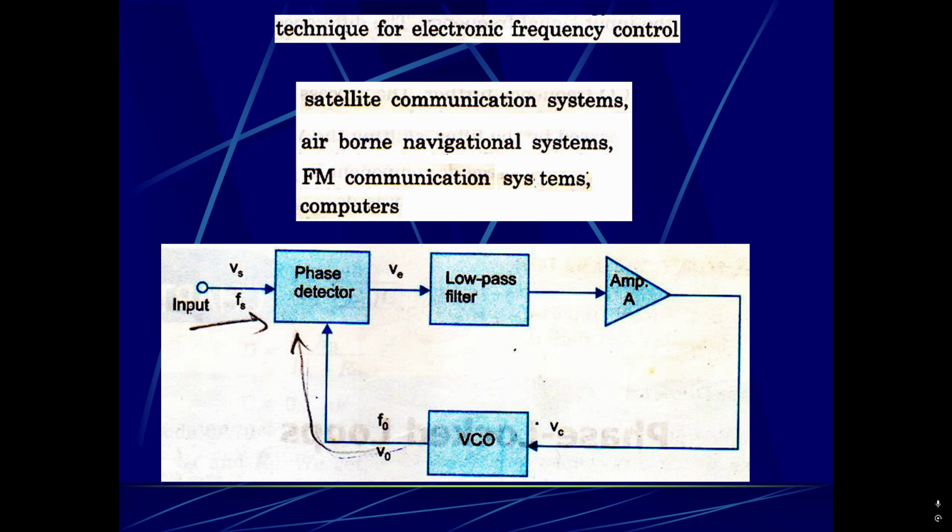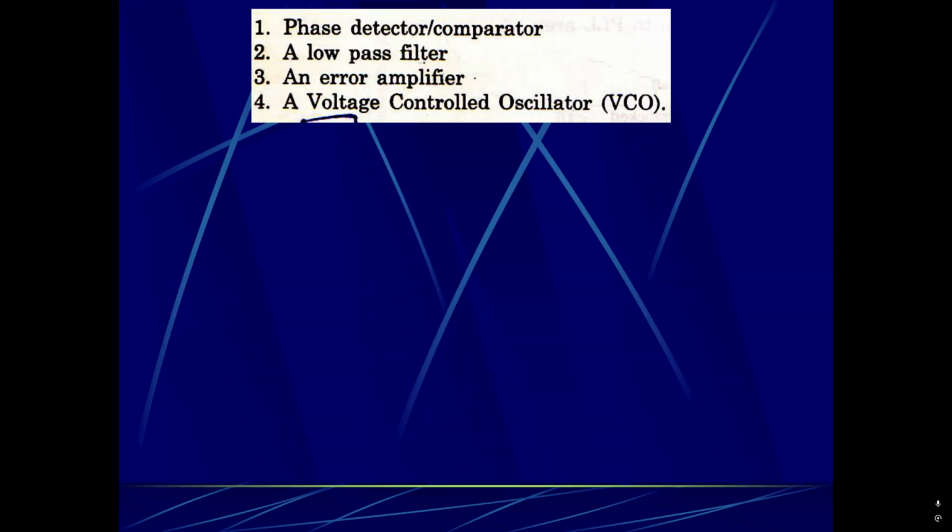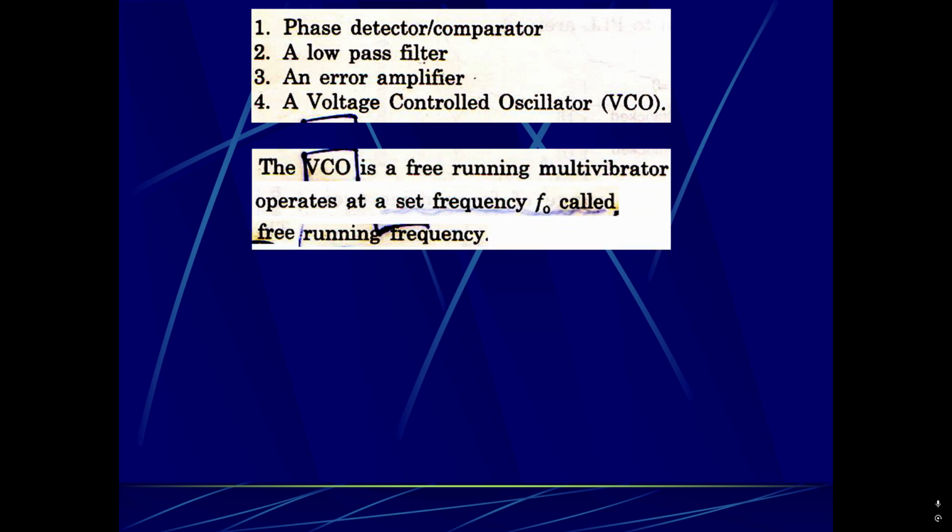You have input signal frequency Fs, signal voltage Vs, phase detector, low pass filter, amplifier, VCO, voltage controlled oscillator. Output of VCO is V0 with the frequency F0. It consists of a phase detector or comparator, a low pass filter, an error amplifier, a voltage controlled oscillator.